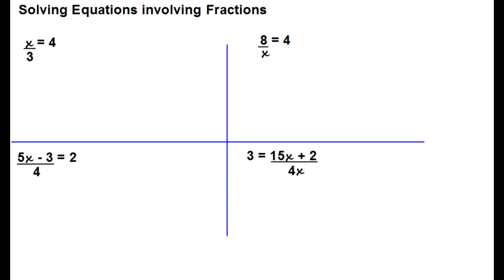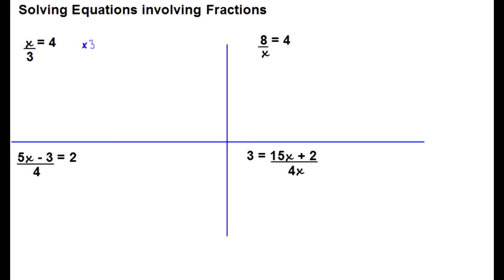Okay, solving equations involving fractions. For examples, all ever so slightly different types of fractions, where the x is and what other numbers and combinations of operators I've got involved. All of them, I'm going to get rid of the denominator first by multiplying both sides of my equal sign by the denominator. So for example, the first one, x divided by 3 equals 4.